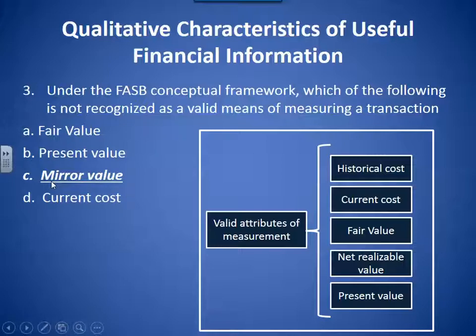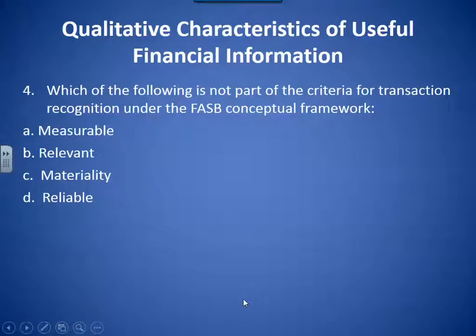If you take a look at the valid attributes of measurement, fair value is included, present value is included, current cost is included. The one thing that is not included is a term that was simply made up called mirror value. Okay, question number 4. Which of the following is not part of the criteria for transaction recognition under the FASB conceptual framework? Again, stop your video and select your answer.